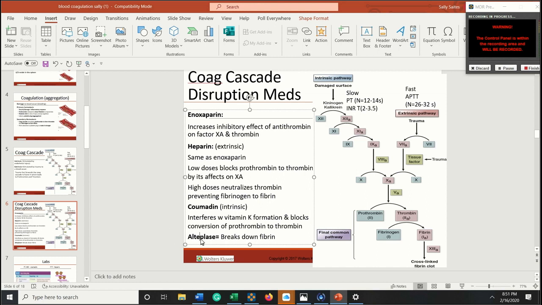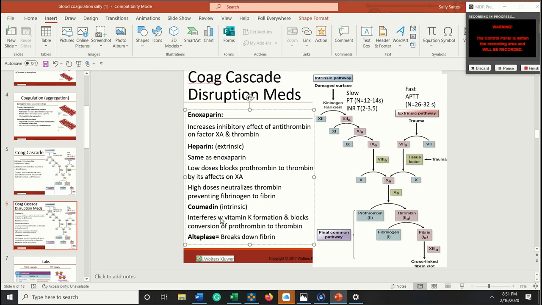That is a clot busting medication. This is what we give to break down this fibrin to make this clot start to go away. There are a couple of clot busting enzymes, alteplase, tenecteplase. This is a very dangerous drug, only given in very serious situations to break down a clot.